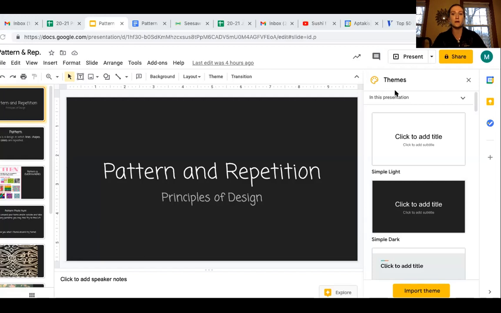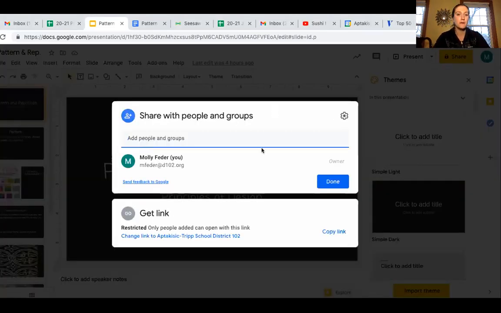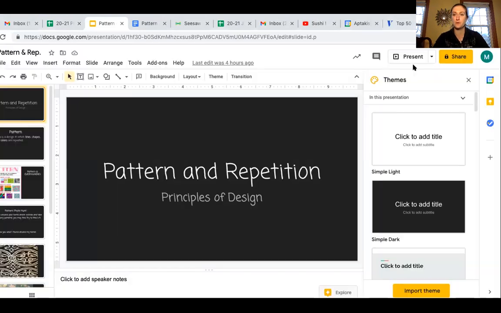So what we're going to be talking about this week is something called pattern and repetition. Let me show you guys. I'm going to share my screen for just a moment, and I want to walk you through a visual as I speak about this subject of pattern and repetition.